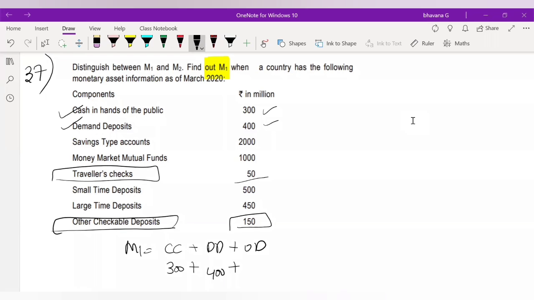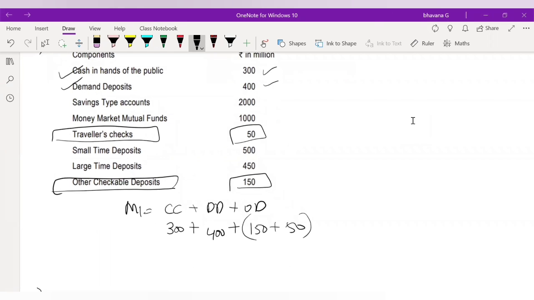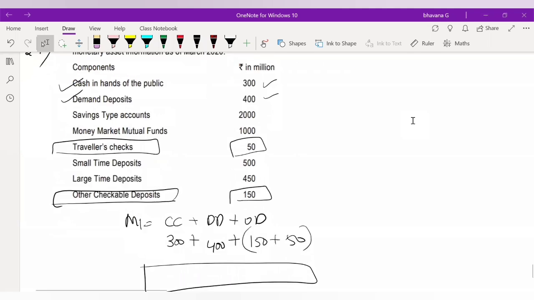You have to take 150 plus 50 here. That is the difference. Other deposits you have to take, other checkable deposits and traveler's checks also. These are all the other deposits. So these deposits you have to take. If you take this, you will get your M1. This was your 37th question.